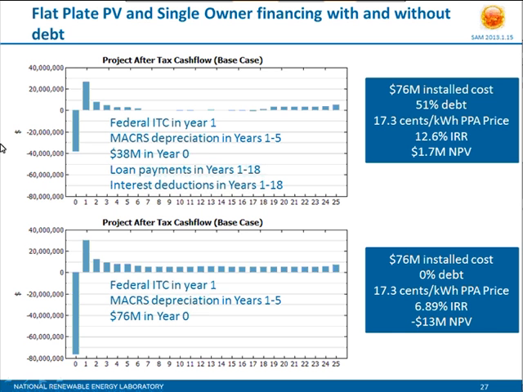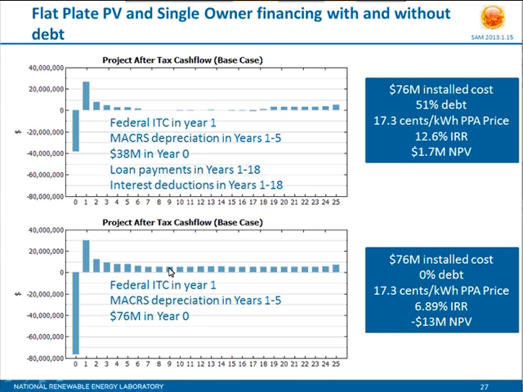In this particular case, our cash flow shows us a few things. We can see there's the maker's depreciation in years 1 through 5. So we see the benefit from that in these years. We can see the ITC in year 1. That's that big payment in year 1 for both projects. And then for the project with debt, the cash flow is lower than the project without debt.